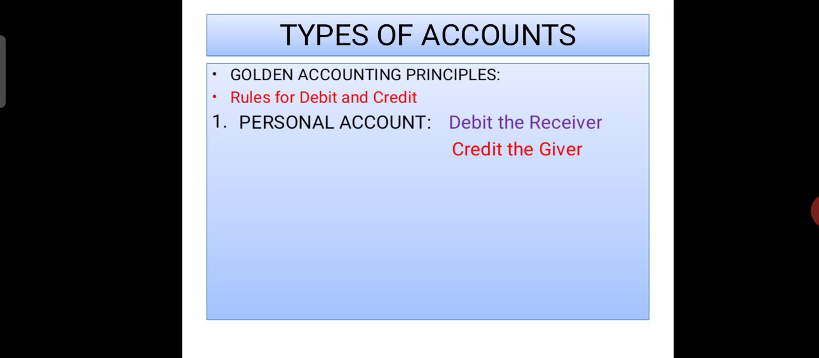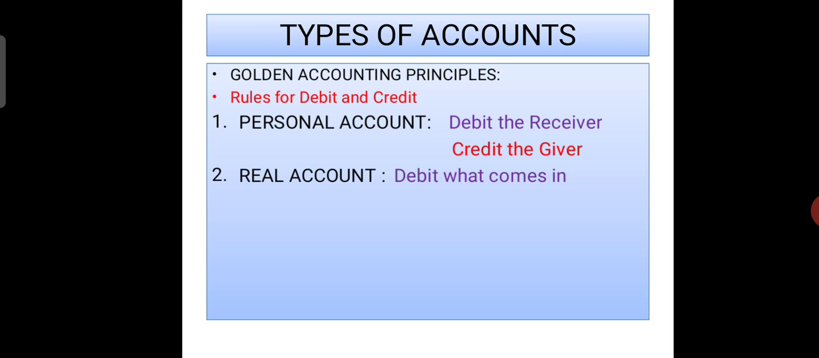So what is the personal account principle? Debit the receiver, credit the giver. Okay children, this is the personal account principle. So what does the personal account consist of? Personal account consists of names of persons and institutions and organizations. Okay, students, the second account, the real account. The real account consists of assets and cash. So in the real account, generally we consider the assets and cash.